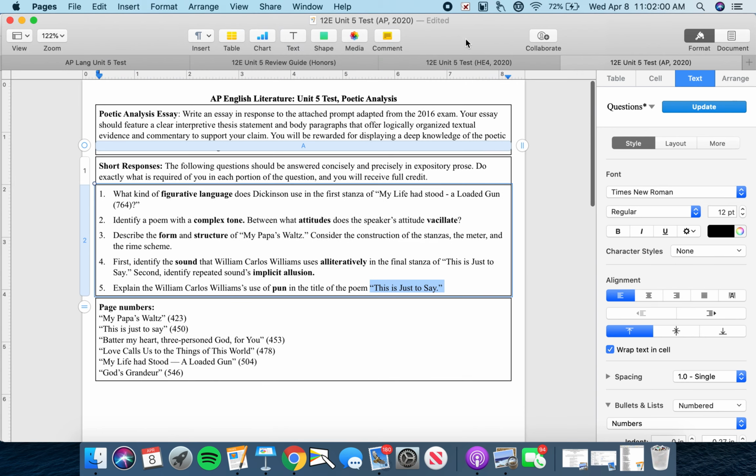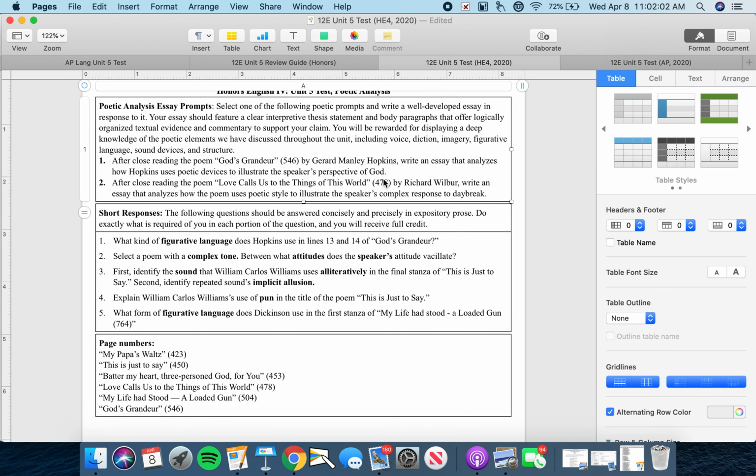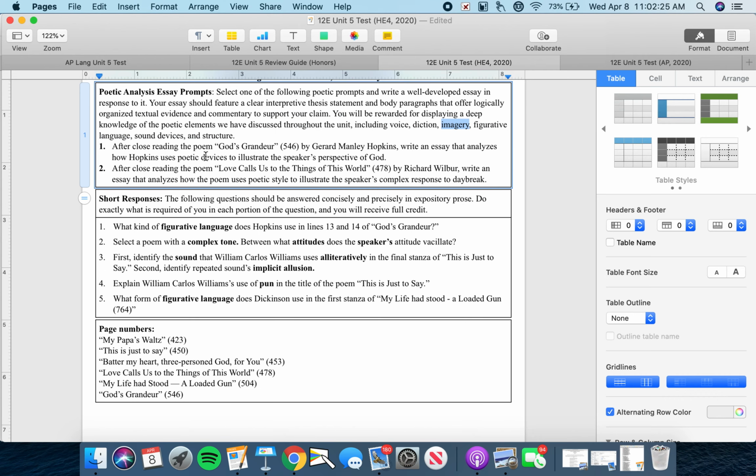Okay, so if you are in the Honors English 4 class, your poetic analysis prompt is a little bit different. Like the AP students, you need to have an interpretive thesis statement, body paragraphs that offer logically organized textual evidence and commentary. And you too will be rewarded for displaying a deep knowledge of the poetic elements that we have discussed throughout the unit, including voice, diction, imagery, figurative language, sound devices, and structure.